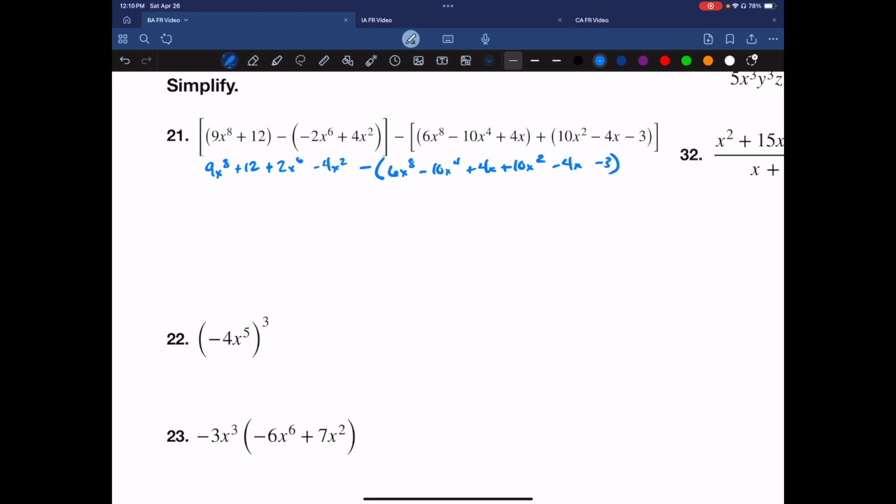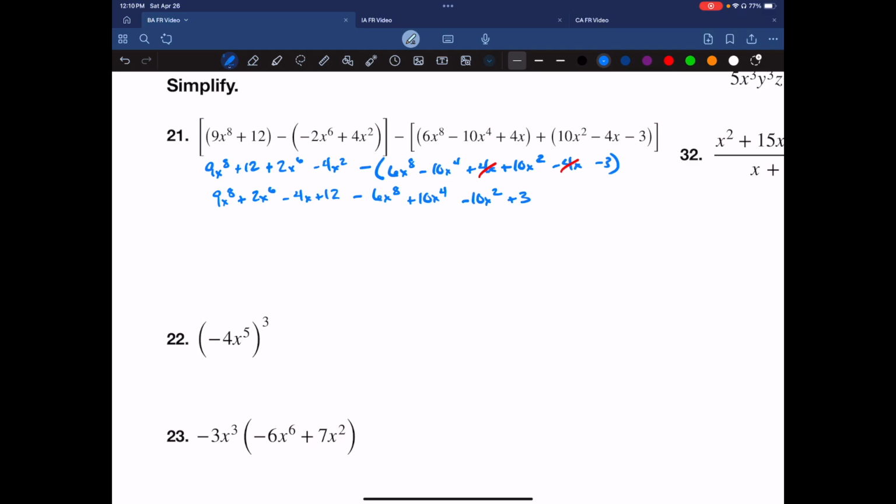Okay, now, at a quick glance, you can see that I have a plus 4x and minus 4x, so those can go away. It doesn't look like anything else is the same, so now I can distribute my negative. I am going to write the first part in descending order, though, so it's going to be 9x to the 8th plus 2x to the 6th minus 4x squared plus 12 minus 6x to the 8th plus 10x to the 4th minus 10x squared plus 3. Okay, so I made sure to change every sign.